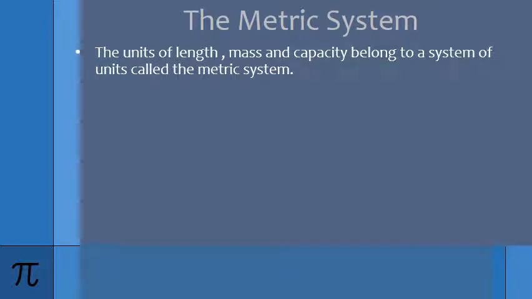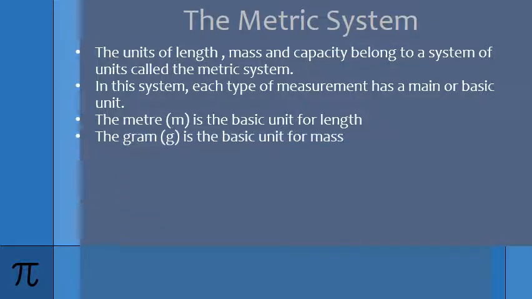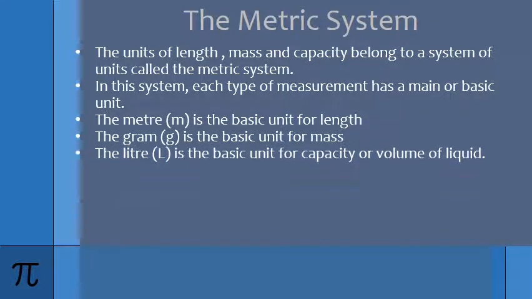The units of length, mass and capacity belong to a system of units called the metric system. In this system, each type of measurement has a main or basic unit. The meter or m is the basic unit for length. The gram is the basic unit for mass. The liter is the basic unit for capacity or volume of liquid.